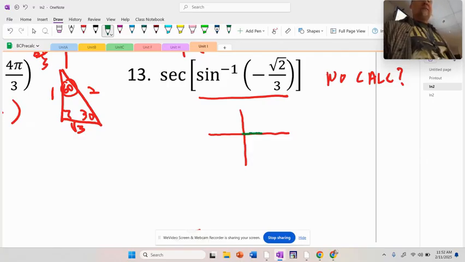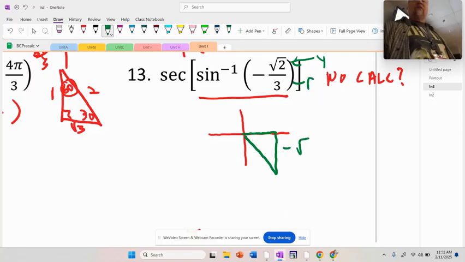Triangle. What quadrant must this be in? Obviously, I went this way, so the rules say I have to be in this quadrant. And then that's Y and that's R because it's inverse sine. So this is negative root 2. This is 3. And then what do I have to use?